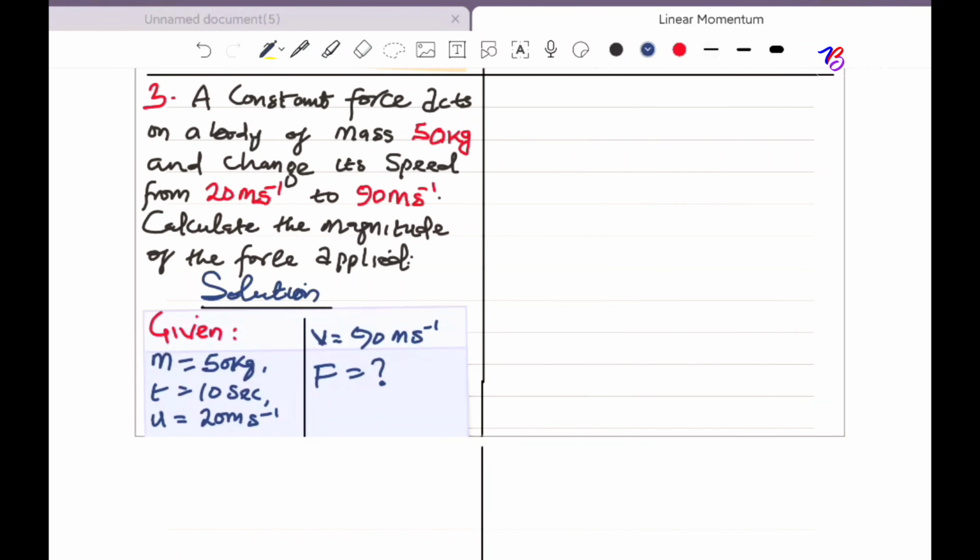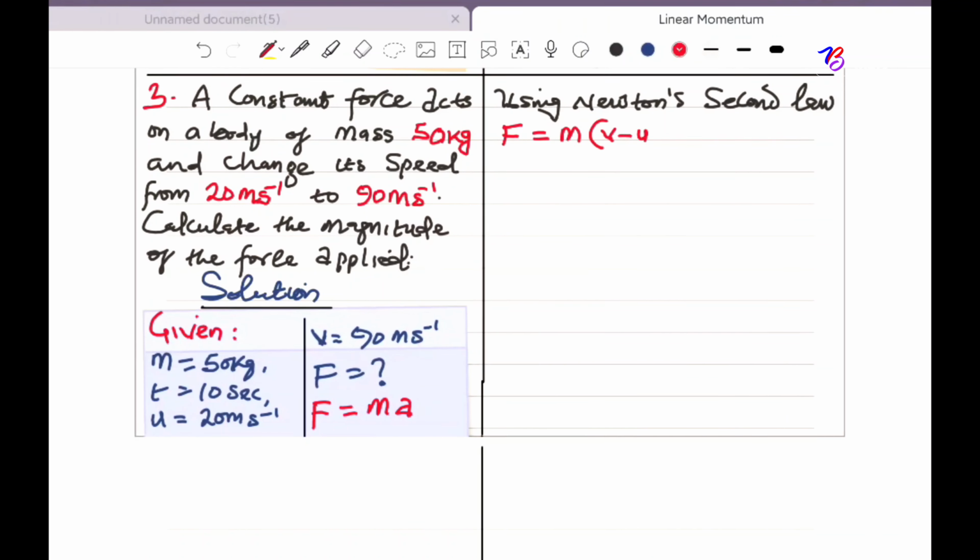So F is unknown. Force applied is given by ma. Is that clear? Hence, when we apply Newton's second law, we know that F, which is our force, is the same thing as m into (v minus u) all over t. Is that clear? So that by substituting, F is equal to 50 into (90 minus 20).